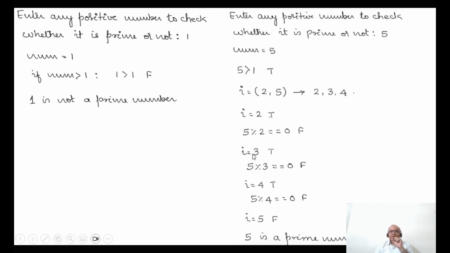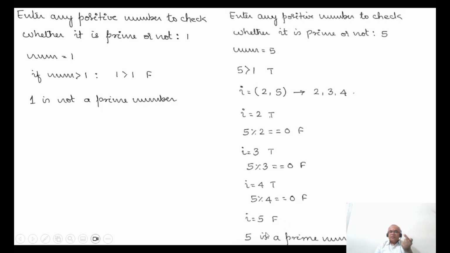No. False. Then it increments, i is equal to 3. 2 plus 1 becomes 3. 3 is within 5. Condition is true. 5 % i is equal to 0? No. Condition is false. Again it goes back. Then it checks. Then it increments. i is equal to 4. Condition is true. 4 is within 5. 5 % 4 is equal to 0? No, condition is false. Again it increments. 5. Is 5 within 5? No. So condition becomes false. So therefore it comes out of the loop.